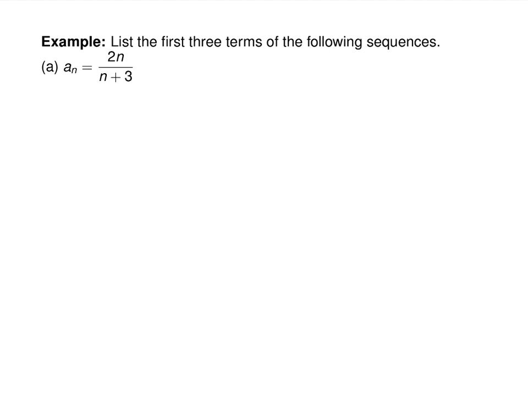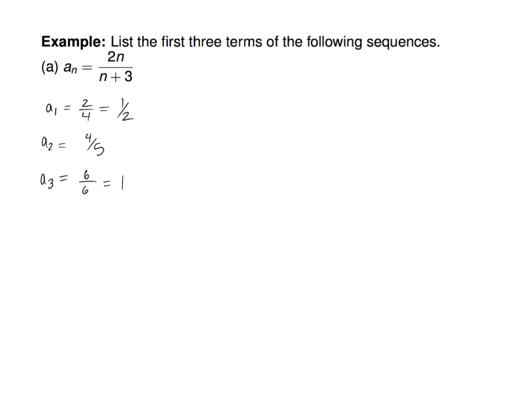So sometimes you're given a formula. So a sub n is 2n over n plus 3, so a sub 1, the first term, is what you get when you plug in 1. So that's 2/4 or a half. What about a sub 2? 4/5. And then a sub 3 is 1? Yes. Do you guys agree? 6 over 6, which is 1.